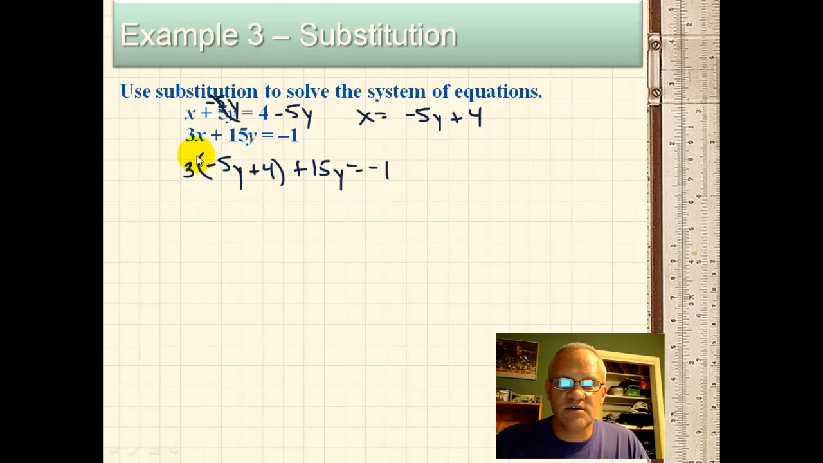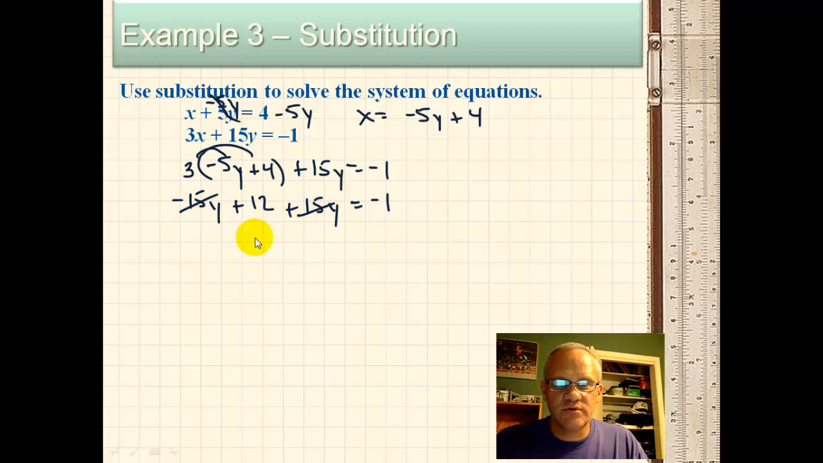How do we solve it? Let's start by distributing this 3 here. So that's going to give me a negative 15y plus 12 plus 15y equals negative 1. Combine the like terms, so we go, okay, I got negative 15y plus 15y. Uh-oh. What's going to happen when we combine those? They cancel each other out. So what do I have left? I have 12 equals a negative 1. What in the world does that mean?